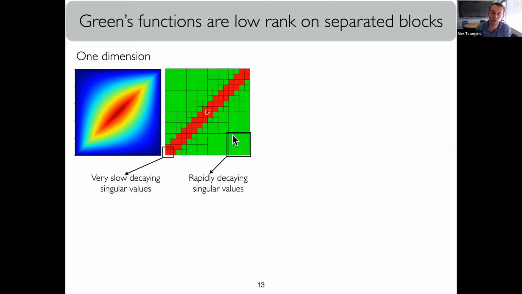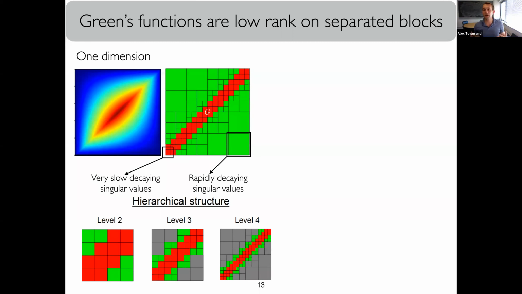Okay, so when you're far away, you can take bigger blocks. When you're close to the diagonal where you get the trouble, you take small blocks. And these red blocks here are blocks that don't have any low rank structure. And that's because they nearly touch the diagonal, which is where the non-smoothness happens.